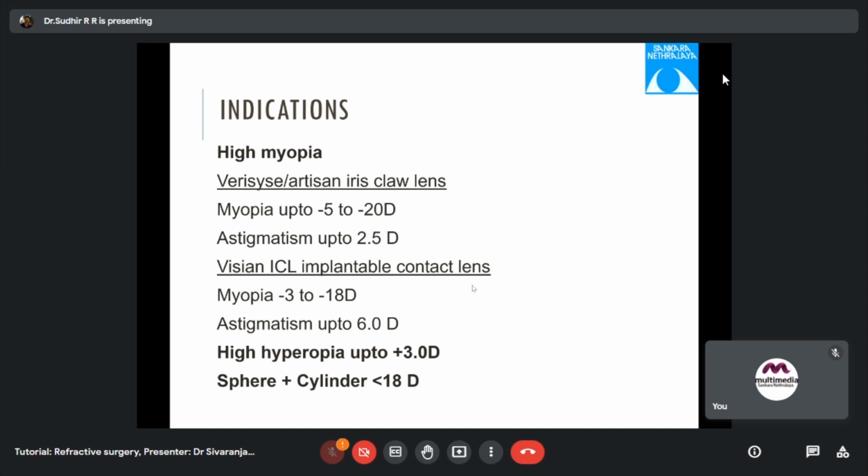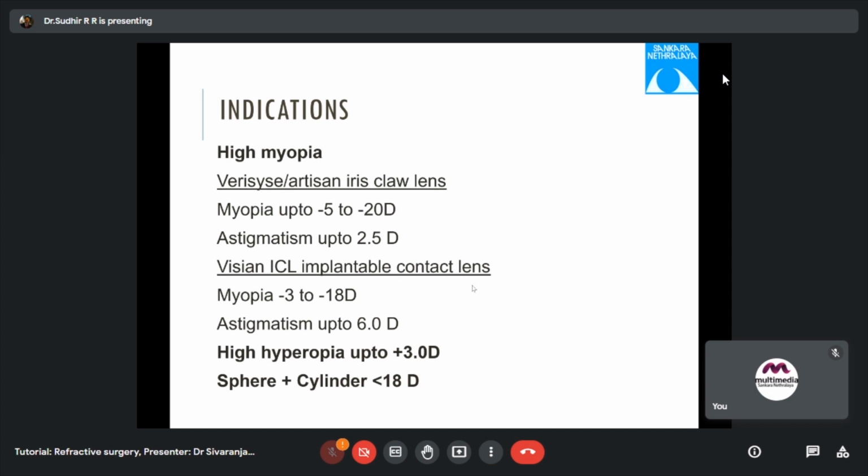The first one was ICL. So they have used the Collamer lens. Okay, that is the material which was used. So again, the range is, they have a range up to 18 diopters. Again, you have to look into it. It's not -3 to 18. The sphere and cylinder put together should be less than 18. So if it is more than 18 diopters of any of these power. So if you have -10 with -6 cylinder, yes, you can correct.